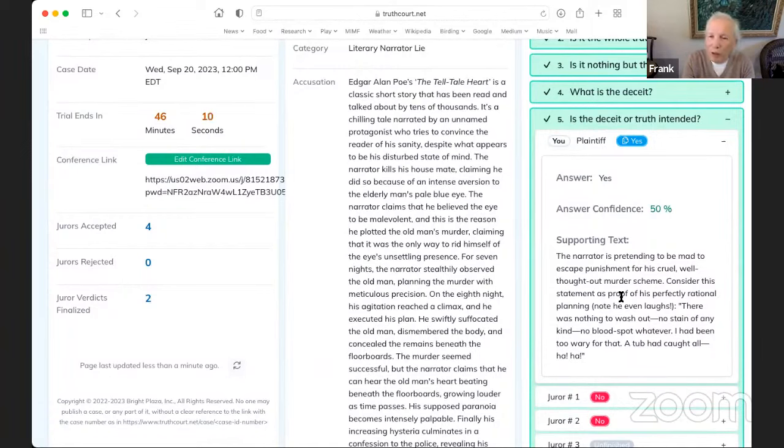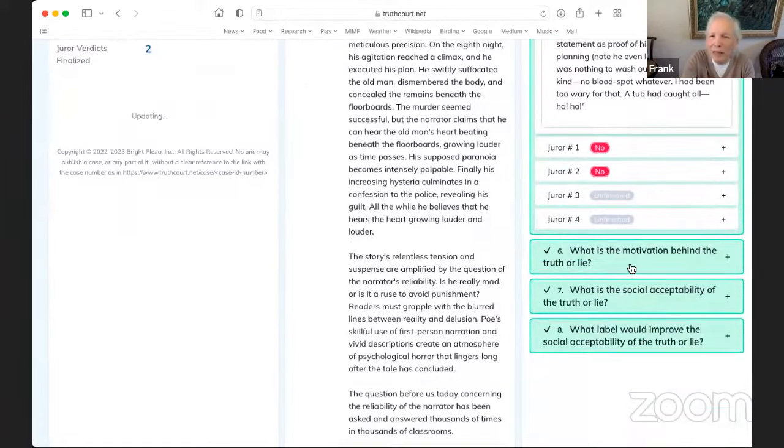Here's the quote. "There was nothing to wash out, no stain of any kind, no blood spot whatever. I had been too wary for that. A tub had caught all. Ha ha." So he's proud of what he did. It does not seem that he was acting out of madness. It seemed that he was acting out of a premeditated plan.